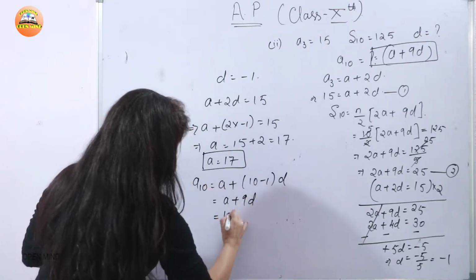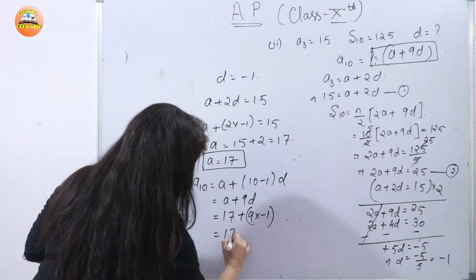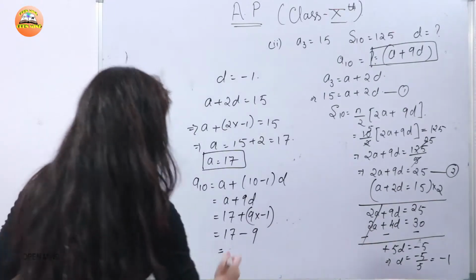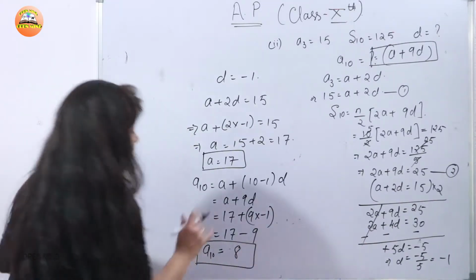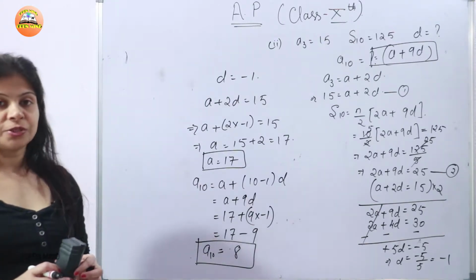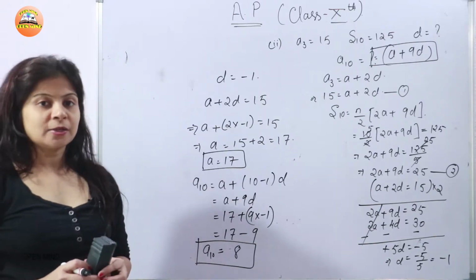Substitute the value of A and D. 17 minus 9, that is 8. So the value of A10 comes out to be 8. So this is the way to solve this question. Hope you have understood this question very clearly. Now we'll see the other questions.